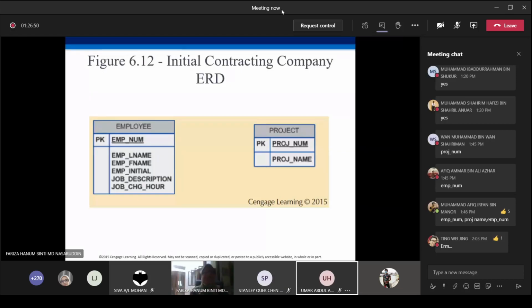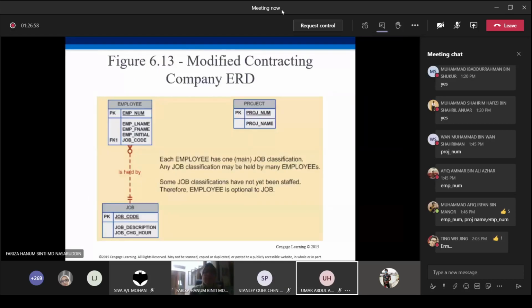So now you will have these tables. You have employee num as the key for employee, and then you have all this, and then project num, project name. Now you start drawing your ER diagram. Here one job is for more than one employee, but one employee can only have one job. In this case, you may have some job that does not yet have any staff. That's why you may have a job which does not exist in your employee table, so you have an optional here, right?